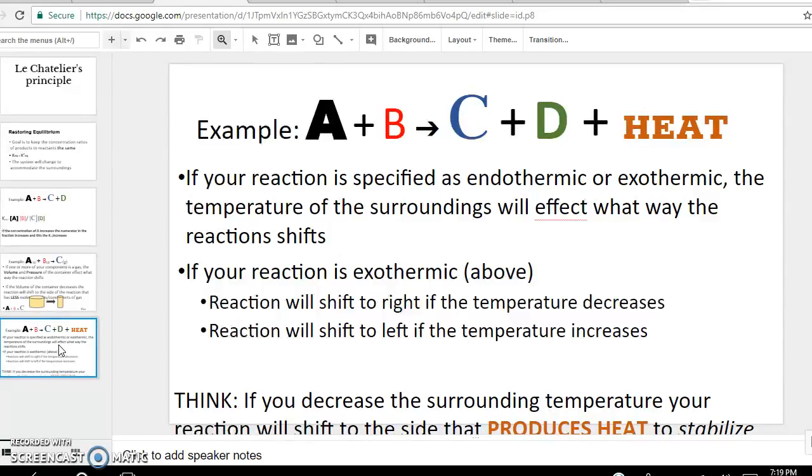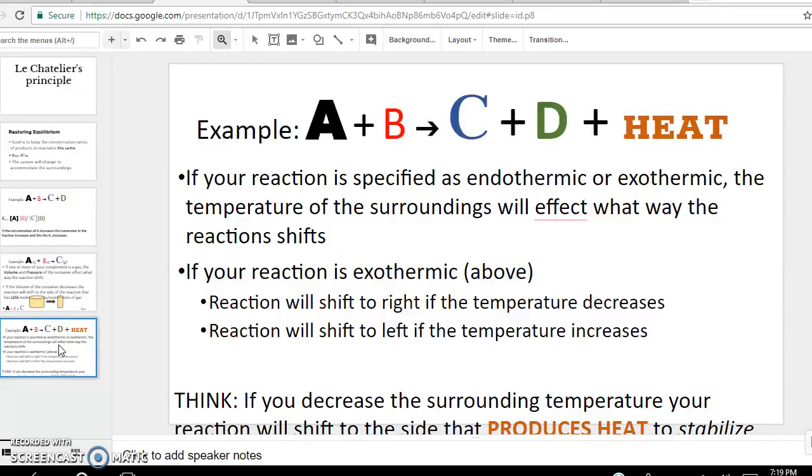The reason being is because if the temperature decreases, the reaction will do everything it can to increase the temperature of the surroundings back up to where it was. As a result, it will favor the side of the reaction that produces heat to increase the surrounding temperature.